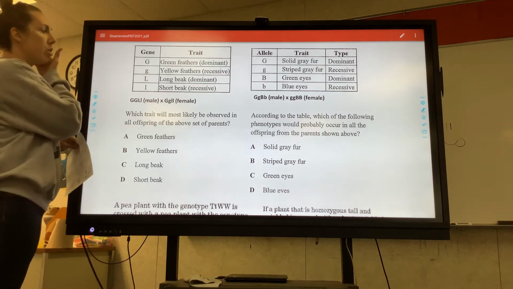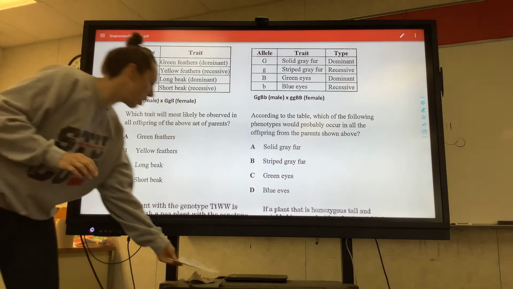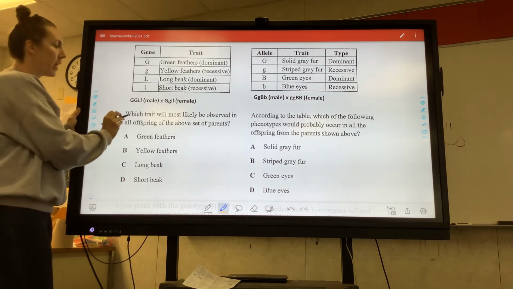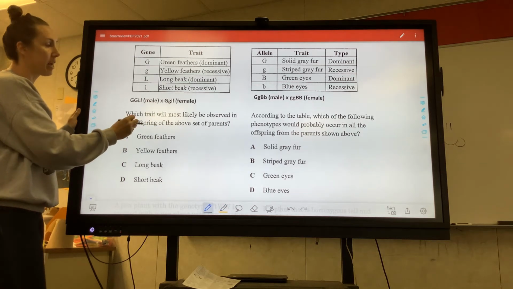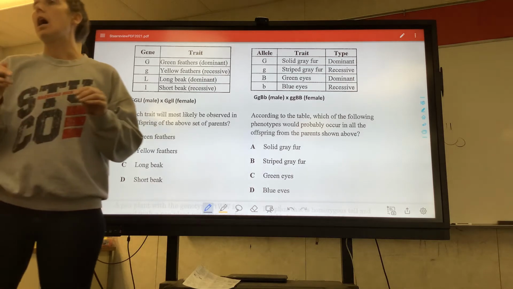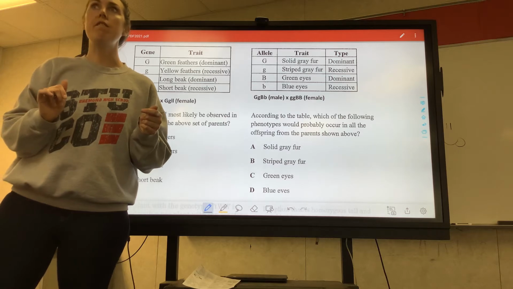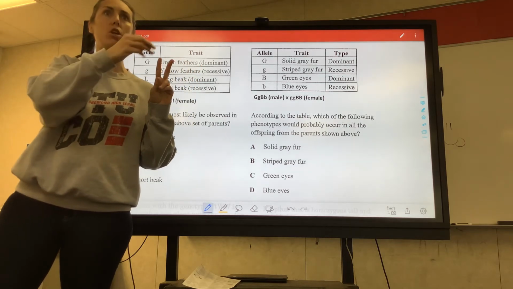These are ones that you cannot do Punnett squares to. You have to use your critical thinking about what has to be given. So, for example, which trait will most likely be observed in all offspring of the above parents? Now remember, the only way you know something will get inherited is if it is homozygous. Because if all you have is a little or a big, you know that's all.